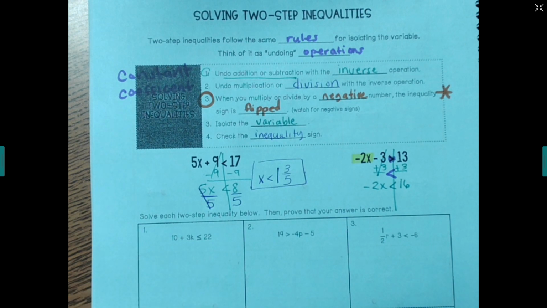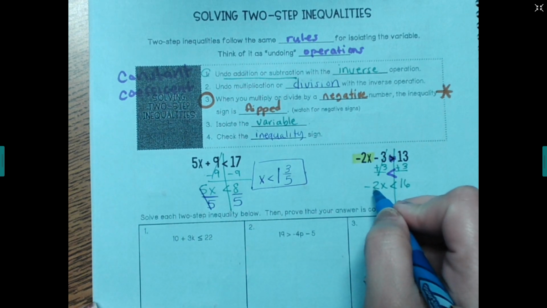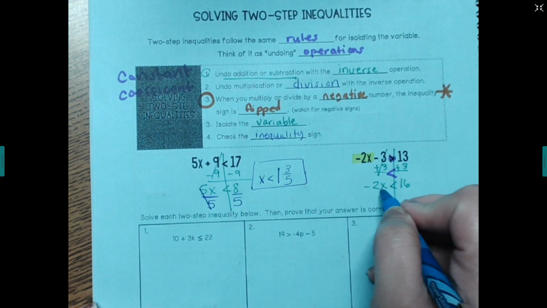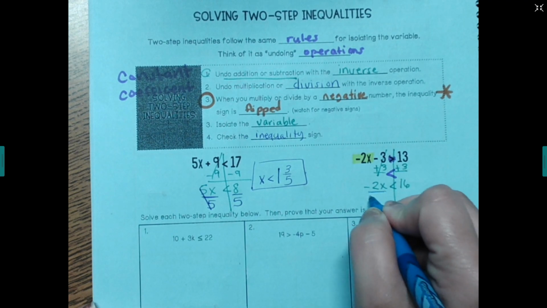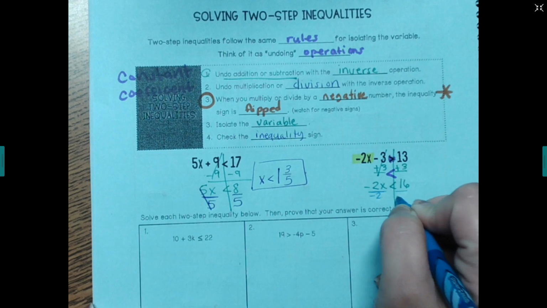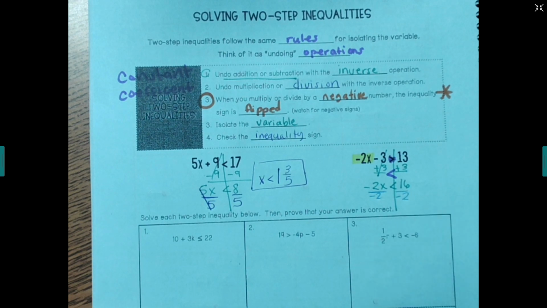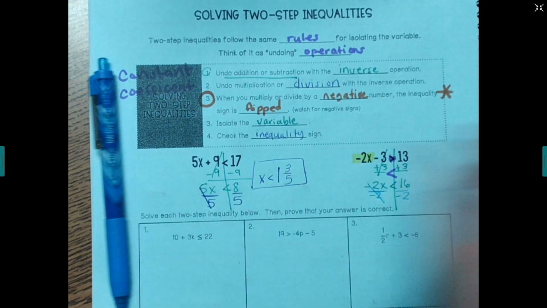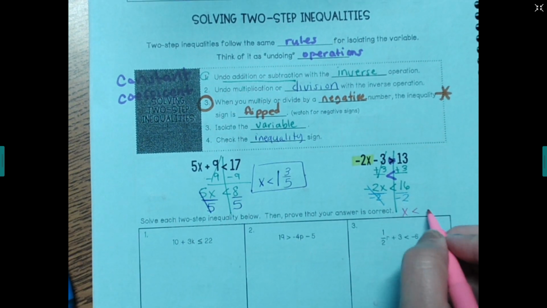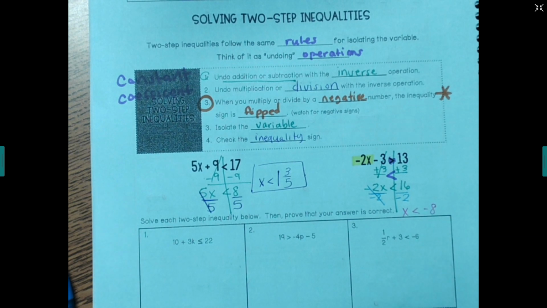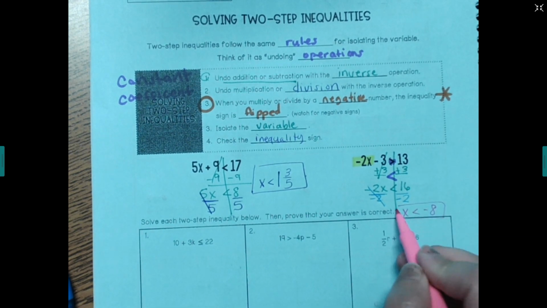Okay. Now I want to get rid of my coefficient, which is attached to my variable. Remember, this is -2 times x. The opposite of times is divide. You have to divide by everything. So divide by -2. Again, these guys cancel out. Over here, I'm left with x is less than -8. Again, you got to remember your integer rules and be careful.